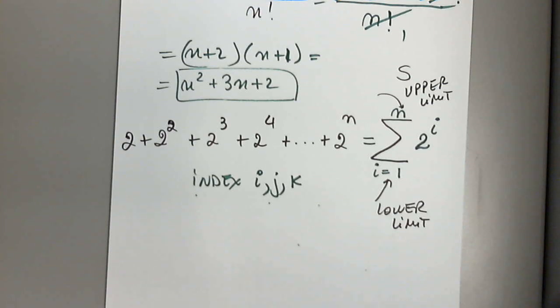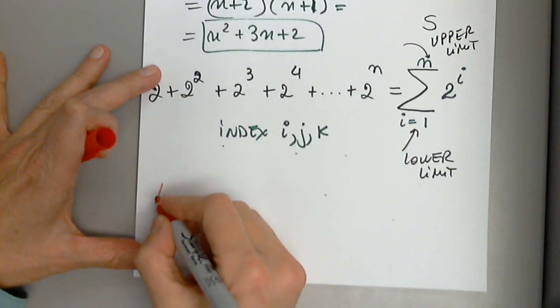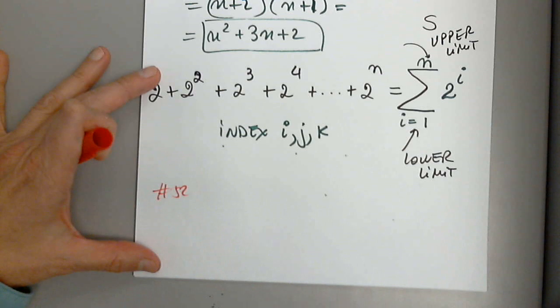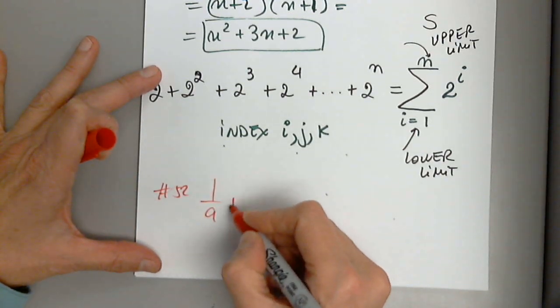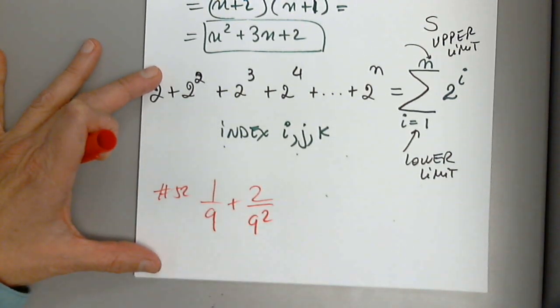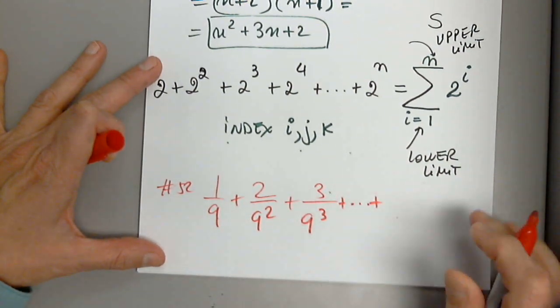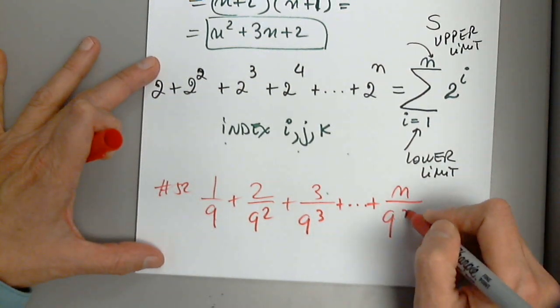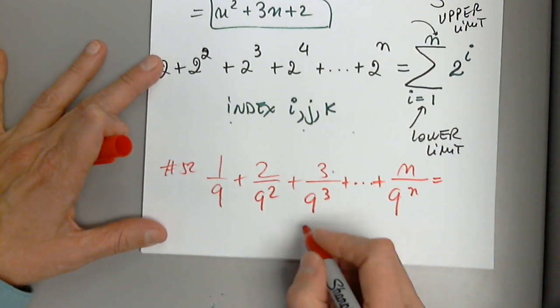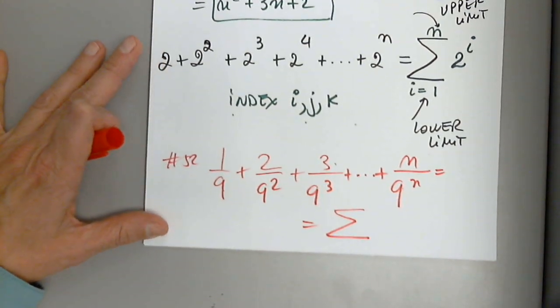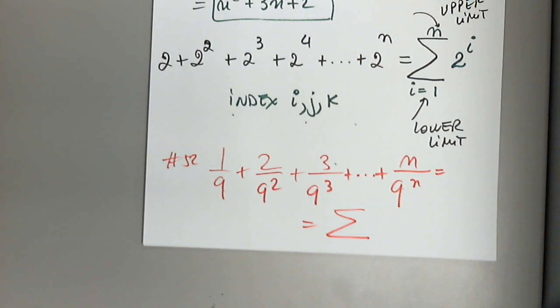I would like us to come up with problem 52. We are given 1 over 9 plus 2 over 9 squared plus 3 over 9 cubed plus dots plus n over 9 to the nth power. They're asking us to write the condensed sigma notation, summation notation, whatever you want to say, and use the index you like. You can use i, you can use j, you can use k. Let's use k this time.